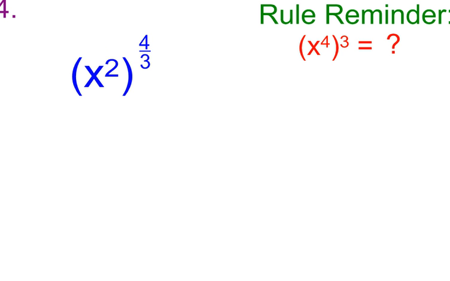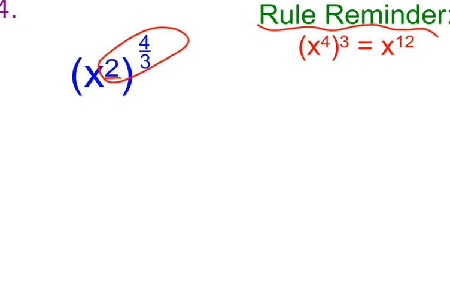The last one we're going to practice transferring is x squared raised to the 4/3. Just as a rule reminder, you'll see listed right here. When I have x to the 4th raised to the 3rd, I have one x, so I multiply those exponents. So that would be x to the 12th. Same idea here. I'm going to multiply these two numbers, and this would be 2 over 1. So I have 4 times 2, which is 8. 1 times 3 is 3. So I have x to the 8/3.